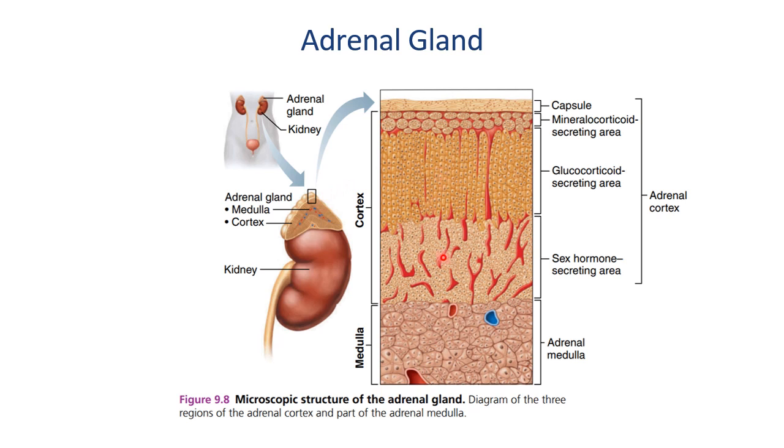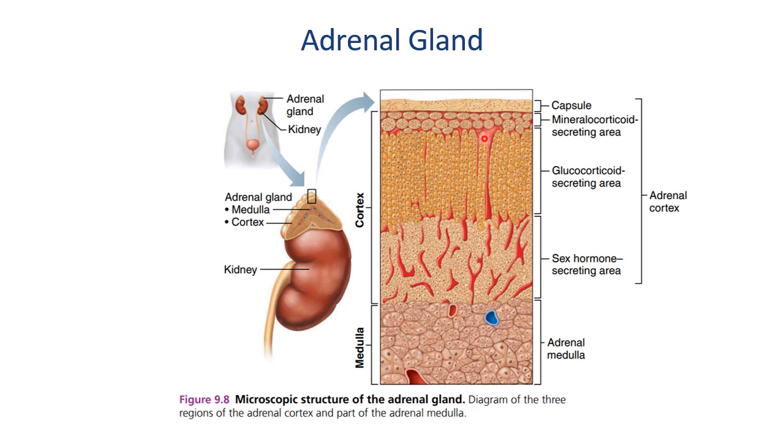So if we take a closer look at the adrenal cortex, this is how it will look. You have the capsule of the adrenal gland, and then the first group of cells that you will encounter would be the cells of the zona glomerulosa. It is called the zona glomerulosa because it looks like the glomerulus of the kidney. And the hormone produced by this region of the adrenal gland would be the mineralocorticoid aldosterone.